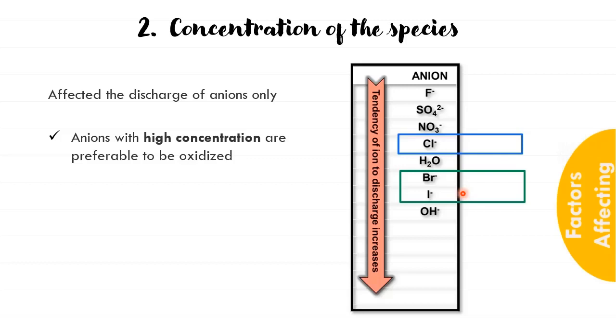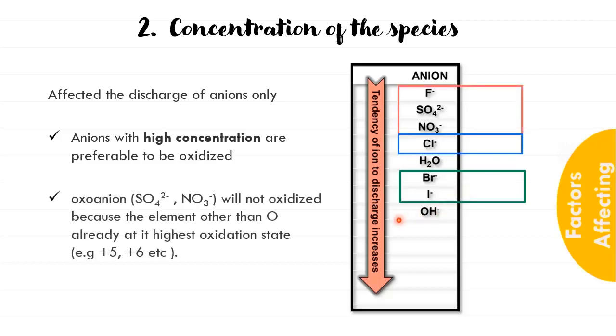Other than anions with high concentrations, oxo-anion means an ion that has oxygen, such as SO4 2- and NO3-. They will not oxidize as their oxidation state is already high. So water will automatically be discharged.